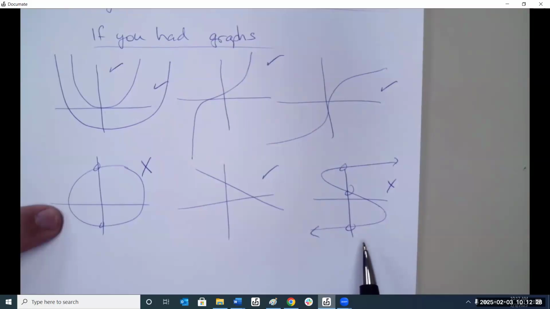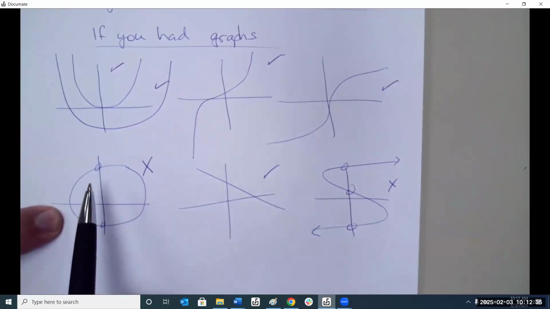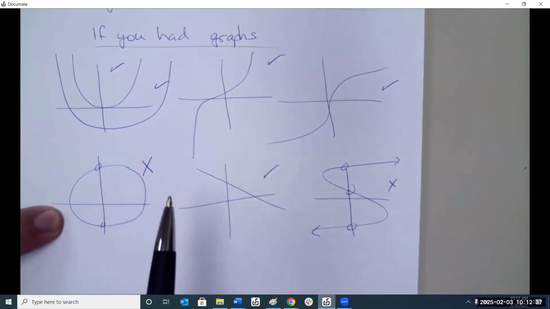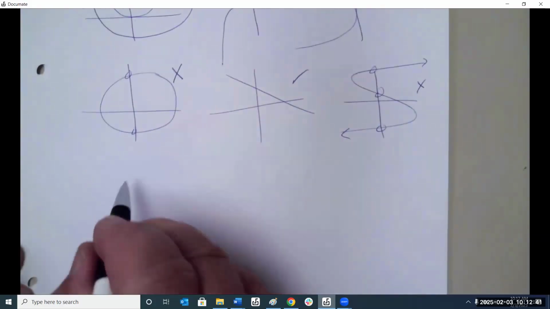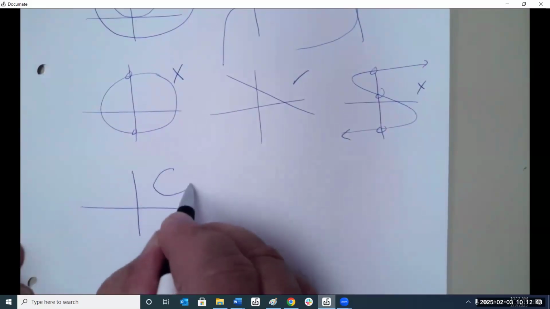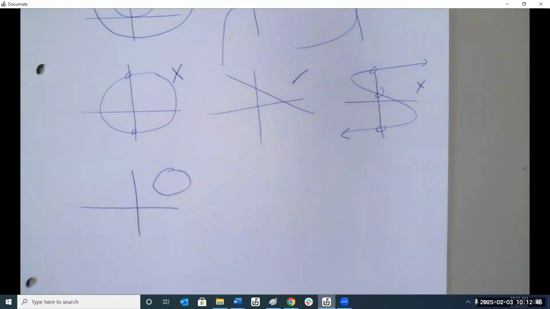The reason these two are not functions, what kind of line is the y-axis? Which direction is it going? Is it horizontal or vertical? It's a vertical line. So in other words, if I give you this, is that a function? Why not?